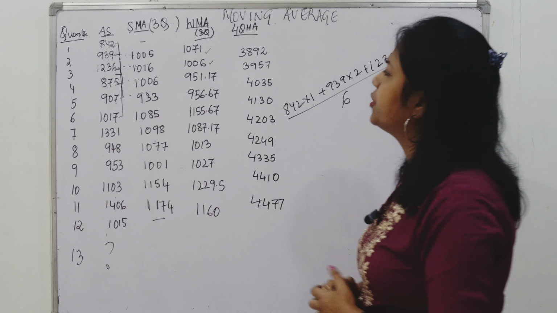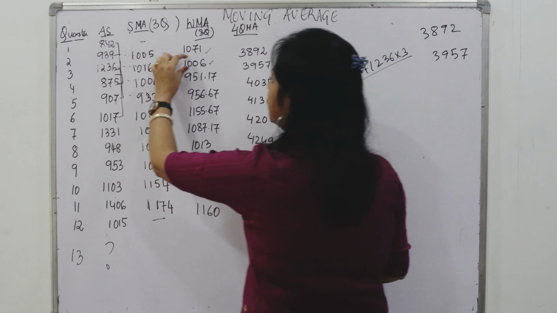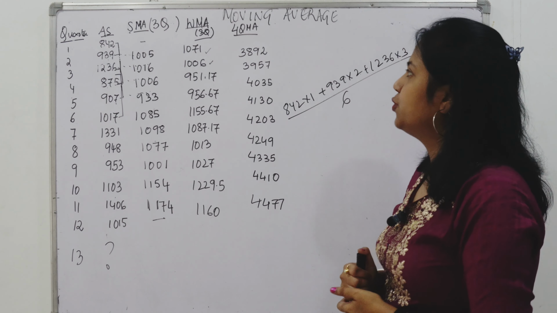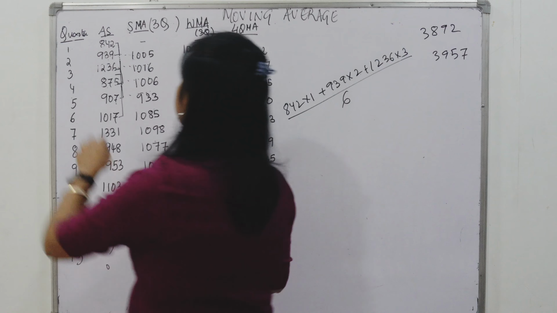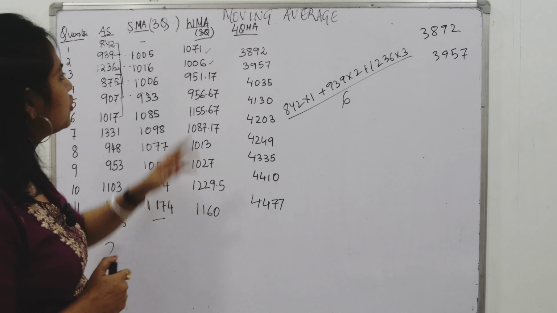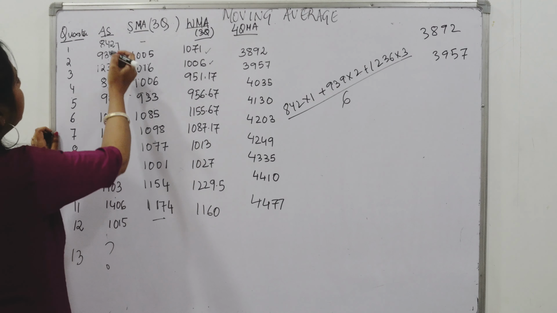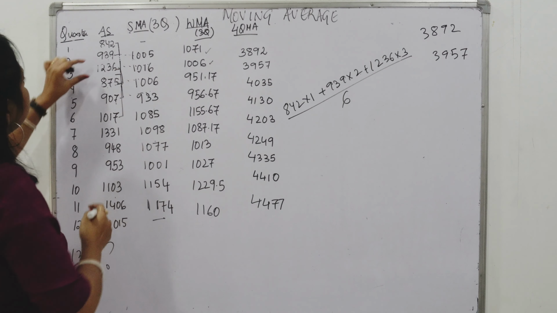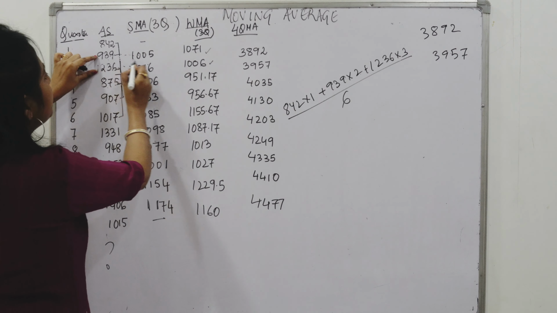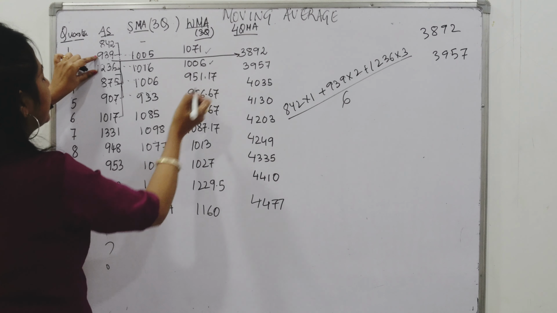Now friends, what we have done here, you can see we have written the values in the middle. But friends, if you have an even number, then how will you write the values? Because you have an odd number 1, 2, 3, the middle is there for you. But suppose it is a 4 quarterly moving average. Then you have 1, 2, 3, 4, and there are 2 months in between. So you have to write in between the 2 months. So in between the 2 months comes here.